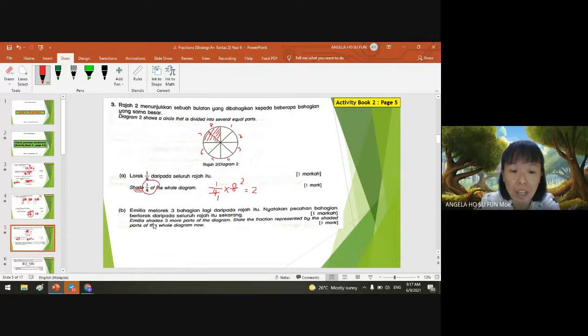Okay, we look at 3B. Emilia shades 3 more parts of the whole diagram. State the fraction represented by the shaded parts of the whole diagram now. So Emilia is going to look at the diagram here. It's already shaded 2 parts. Now she said she's going to shade 3 more. So let's say I change to another color. 3 more parts. Maybe 1. You see here, 1.